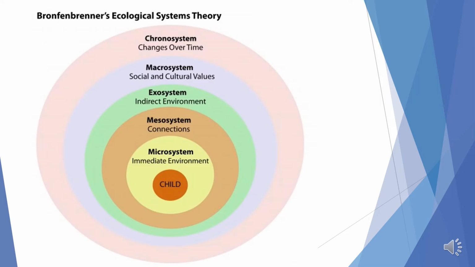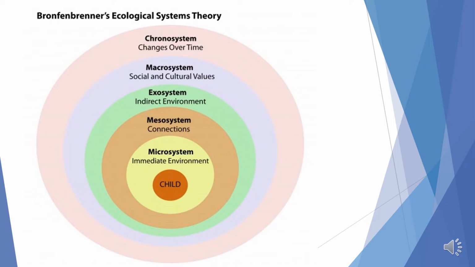The image that you see here is meant to be an illustration of how these different systems work together. You can see in the middle is the child or the individual, and then the microsystem is the immediate environment. Skip the mesosystem for a second. The exosystem is the indirect environment, and then the macrosystem represents the social and cultural values. And with those four levels, child, microsystem, exosystem, and macrosystem, you can see how this circular image here, an illustration of these concentric circles, seems to make sense.